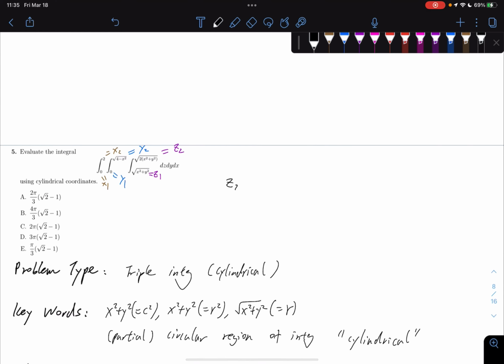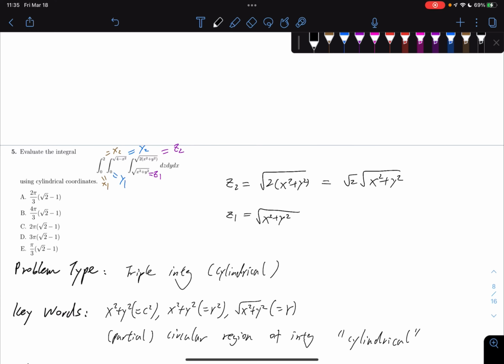z2 equals the square root of 2x squared plus y squared, right? And that equals the square root of 2 times x squared plus y squared. And z1 is simply x squared plus y squared.